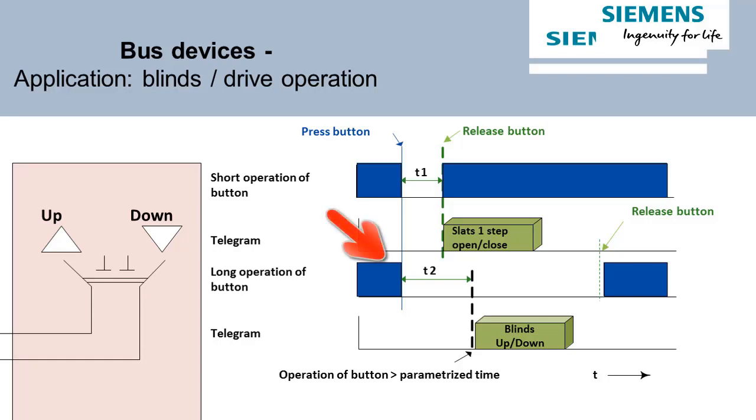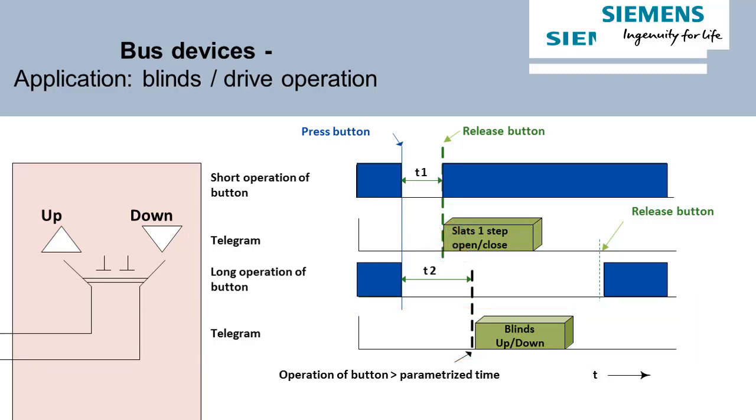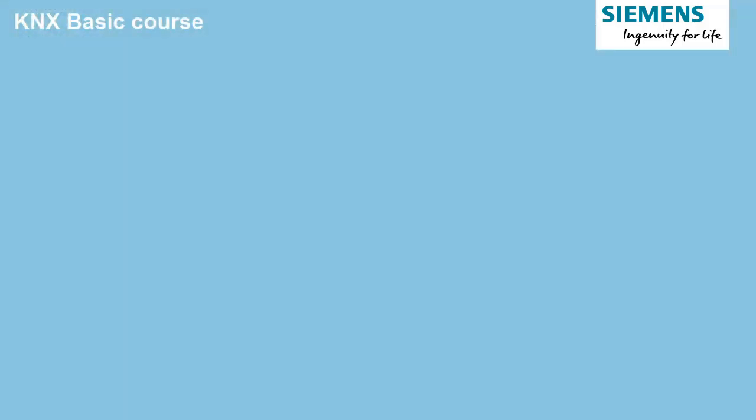If you hold the button pressed for longer than T1, the telegram for move up or down will be sent immediately after expiry of T2, which is the parameterized timer for distinction between short and long operation. Other than with the dimmer operation, now the button must be released. You press it once more short when the desired position of the blind is reached.